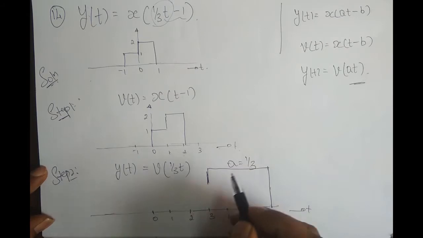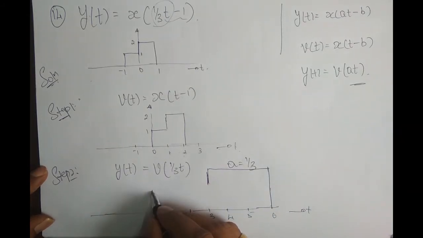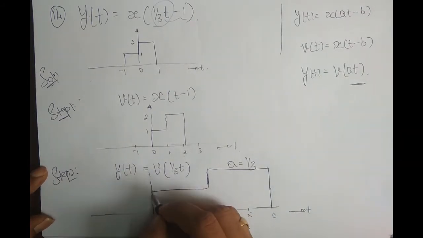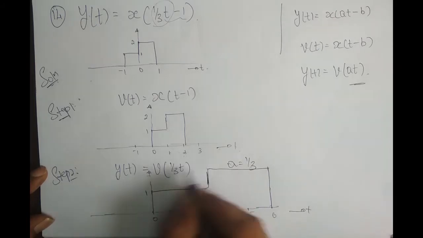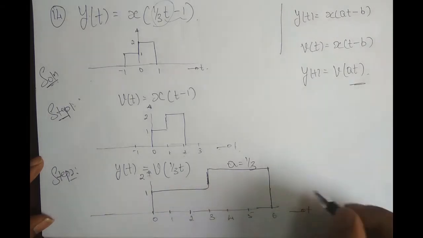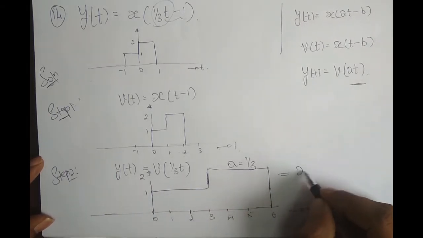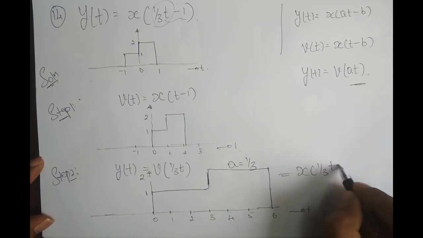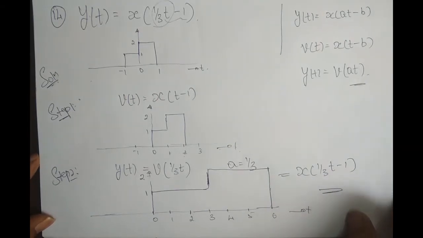Now 0 times 3, I get 0 itself. So the amplitude remains the same there itself. So this is amplitude is 1, and this is amplitude is 2. So this is basically the expanded version of the signal v of t. And what is this in terms of x of t? X of 1 by 3t minus 1. Okay.